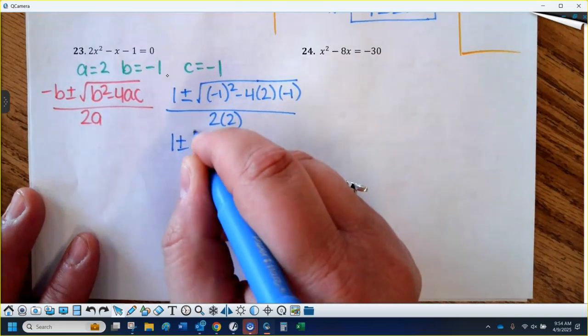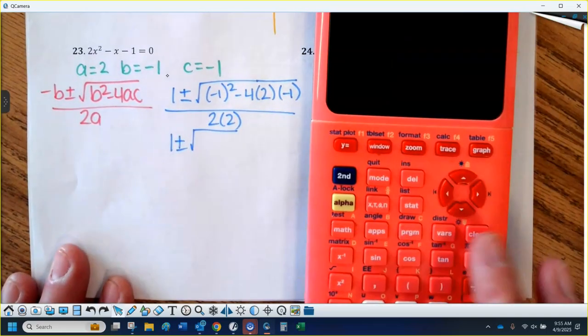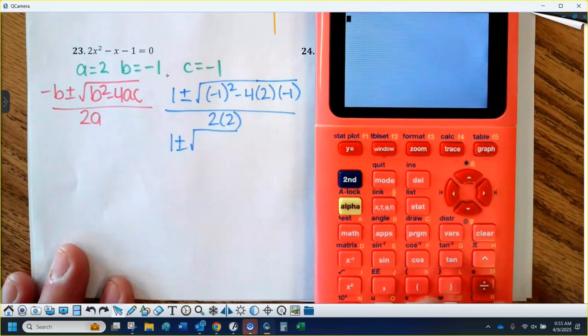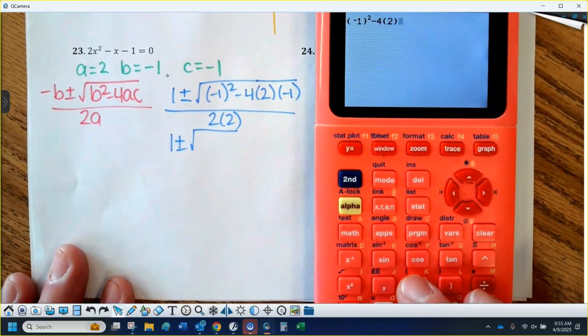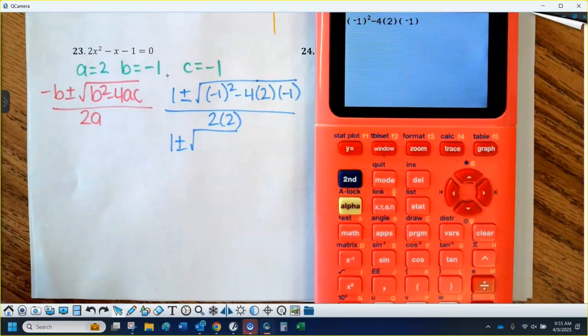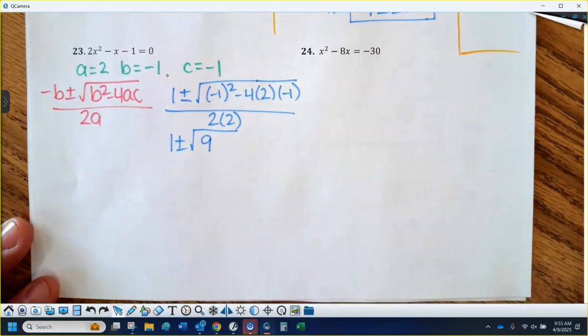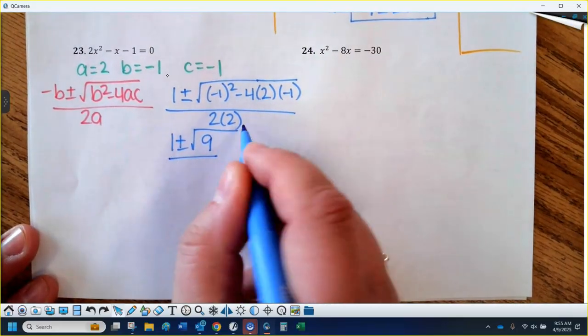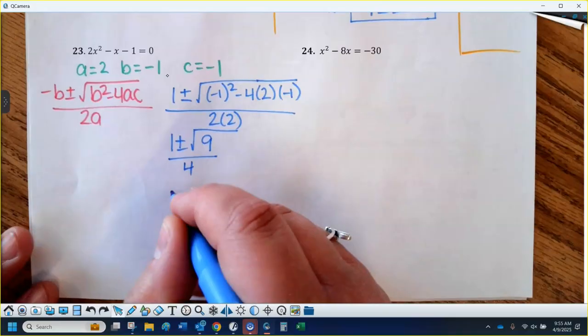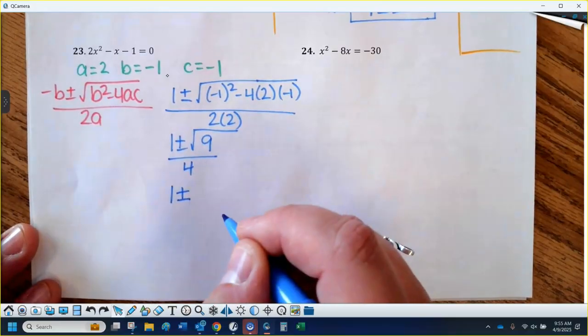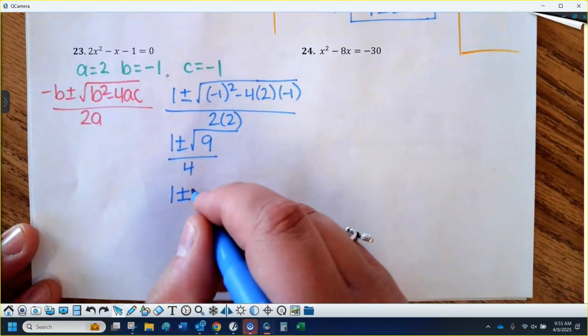Alright, so I got 1 plus or minus. Let's figure out what's under the square root. I'm just grabbing my calculator to do that. So negative 1 squared minus 4 times 2 times negative 1. I'm not including the square root, I'm just doing what's underneath here. And I ended up with 9. The bottom of that fraction, 2 times 2, would give you 4. What is the square root of 9? 3. That's a nice number.